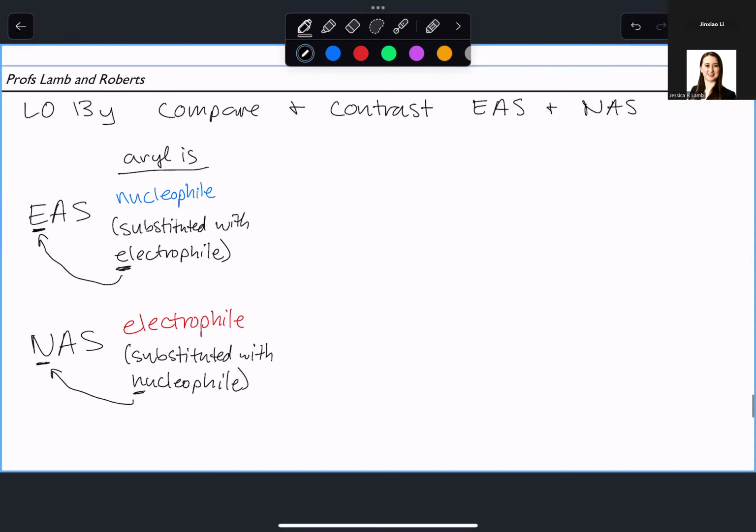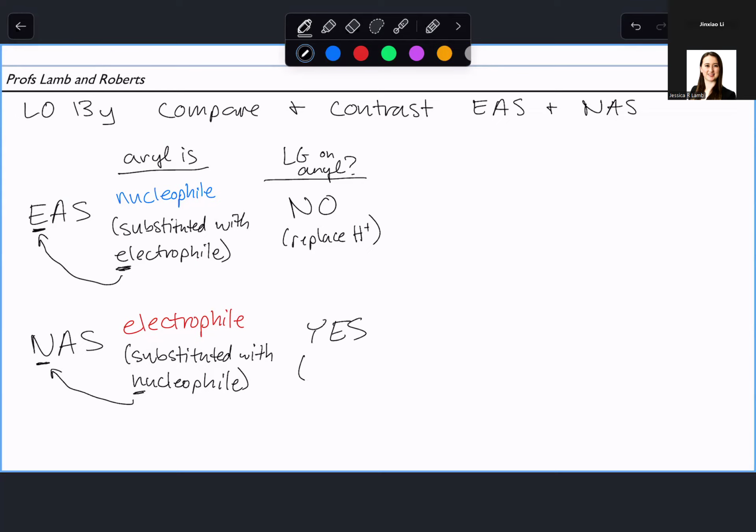Next one. Is there a leaving group on our aryl ring? For EAS, no, we do not have a leaving group on the ring, because we are replacing an H plus, right? We're substituting a hydrogen with our electrophile. But for NAS, yes, we do have a leaving group. So yes, it's going to be a halogen. Fluorine is better than chlorine, better than bromine, better than iodine. Okay.